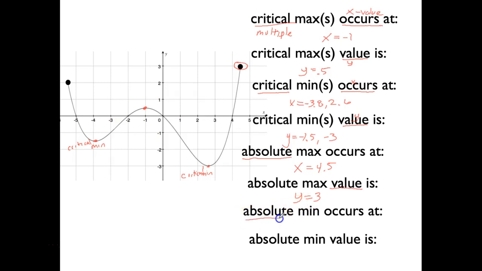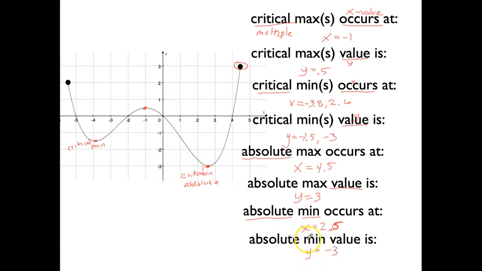Okay, so let's look at the absolute min. There's only one. It's going to be down here, right here. So it's a critical min and an absolute min, it's both. Now it's occurring at about x equals 2.5 or so. I think I wrote 2.6 on this other one, so how about I keep it similar? 2.6 is what we said, and the absolute min value for it, we said that was at -3.